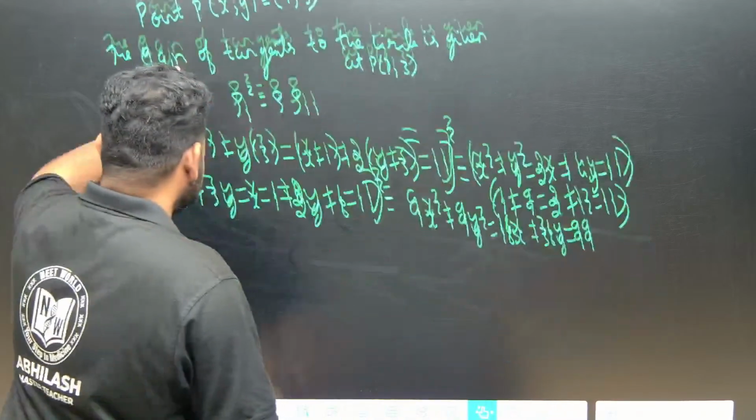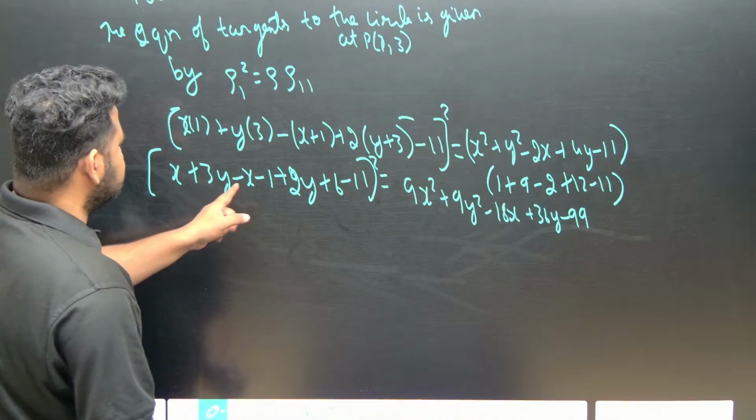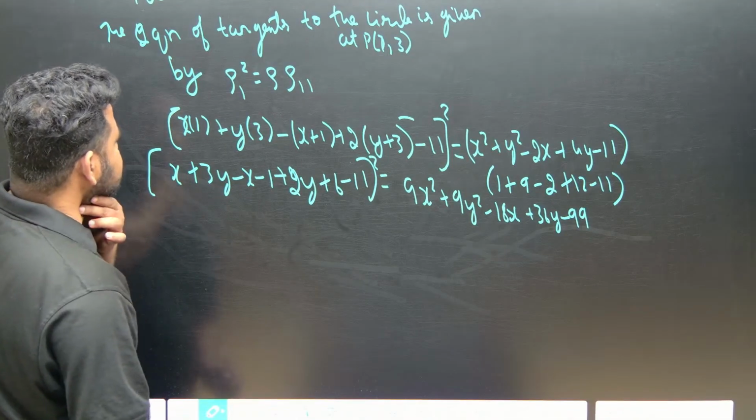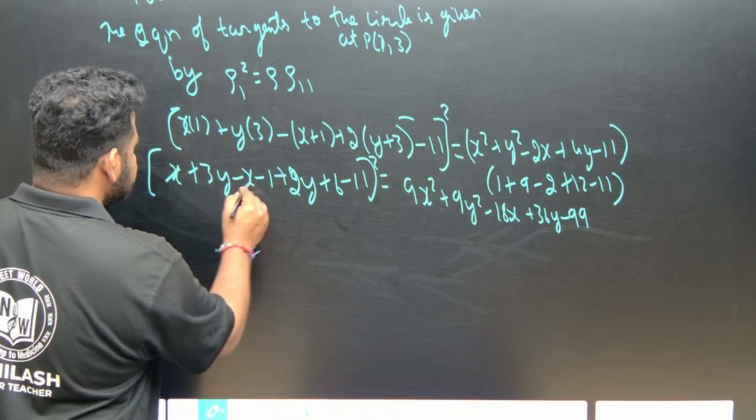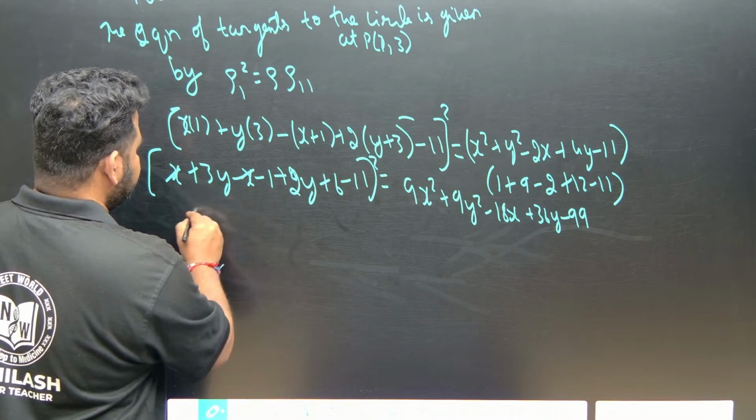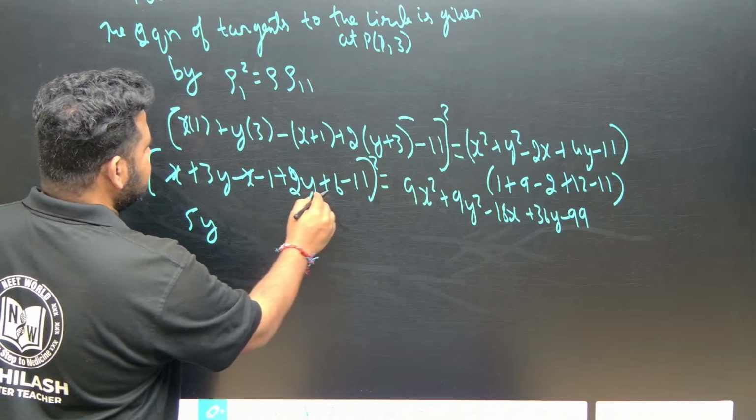Further, what should I do? x minus x is there, so this will cancel. So 3y plus 2y gives 5y. See, this is what we have.